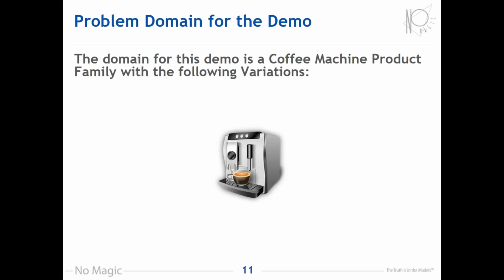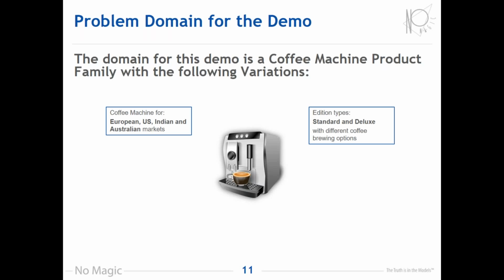So what is the domain and the sample for today's presentation? I'll be using our standard coffee machine sample, but we need to keep in mind that we are dealing with different variants of the coffee machine, so I identified a few of them. First, we'll have a coffee machine targeted for many markets, so that's one set of variations. And we'll have 2 editions of the coffee machine. One will be the standard and the other one will be deluxe. And they will have different coffee brewing options.